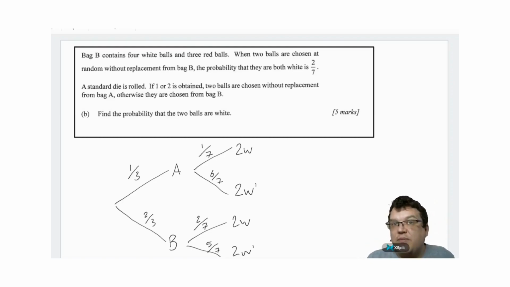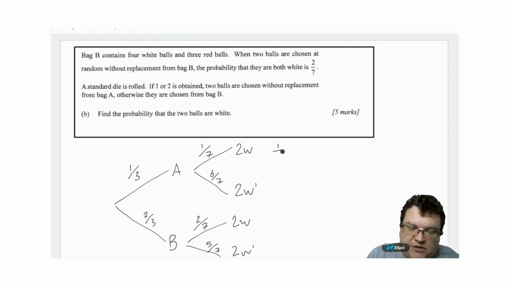Now you'll notice this time there's 2 ways of getting 2 white balls. We can go A and then 2 white, or we can go B and then 2 white. So we're going to need to work out both of these probabilities and add them. Some people like to remember the adage, you multiply across and you add down for a probability tree. It kind of helps us.